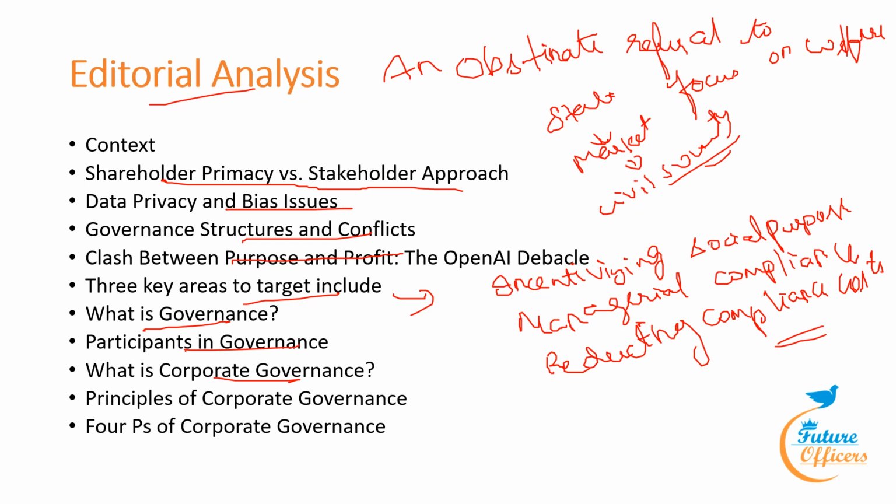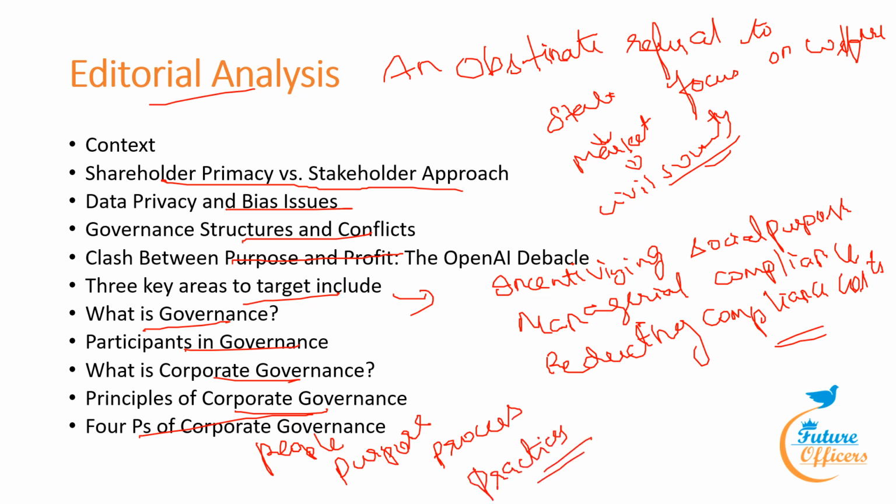Now, what are the principles of corporate governance? The principles are fairness, transparency, risk management, responsibility, and accountability. Now, what are the four P's in corporate governance? The P's are people, purpose, process, and practice. These are the four P's in corporate governance.